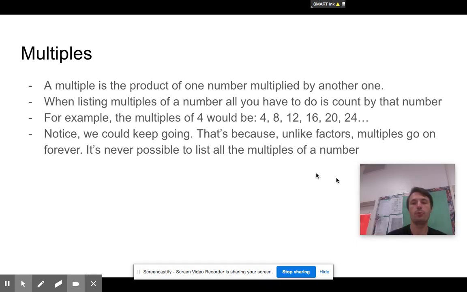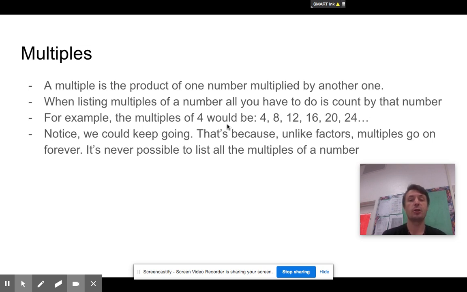Now let's talk about multiples. A multiple is the product of one number multiplied by another number. And that word product means the answer to a multiplication problem. When listing multiples of a number, all you have to do, multiples are really easy, all you have to do is just count by that number.